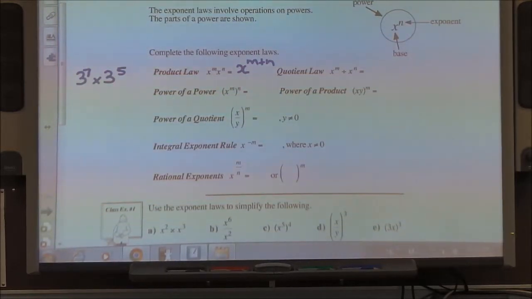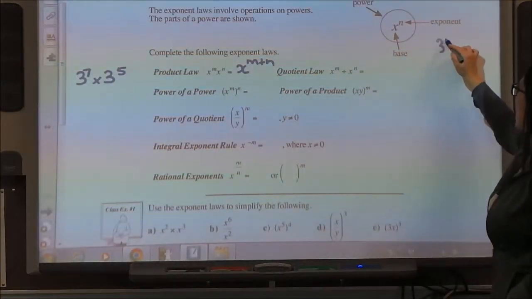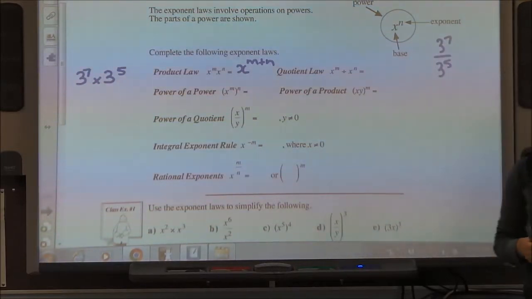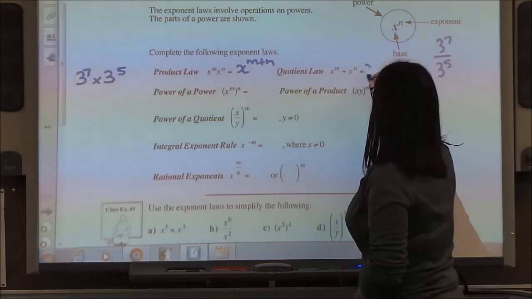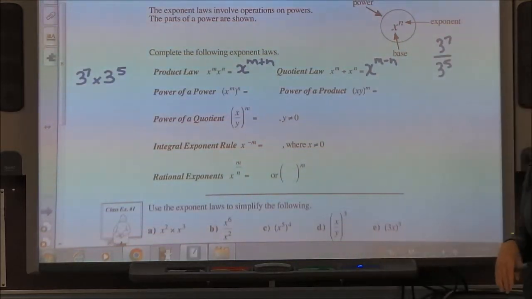So the quotient law, bases are the same, and I'm doing a division. So if I had 3 to the power of 7 divided by 3 to the power of 5, what would I get? 3 to the power of 2. So what am I doing to my exponents? Subtracting them. So I get x to the power of m minus n.